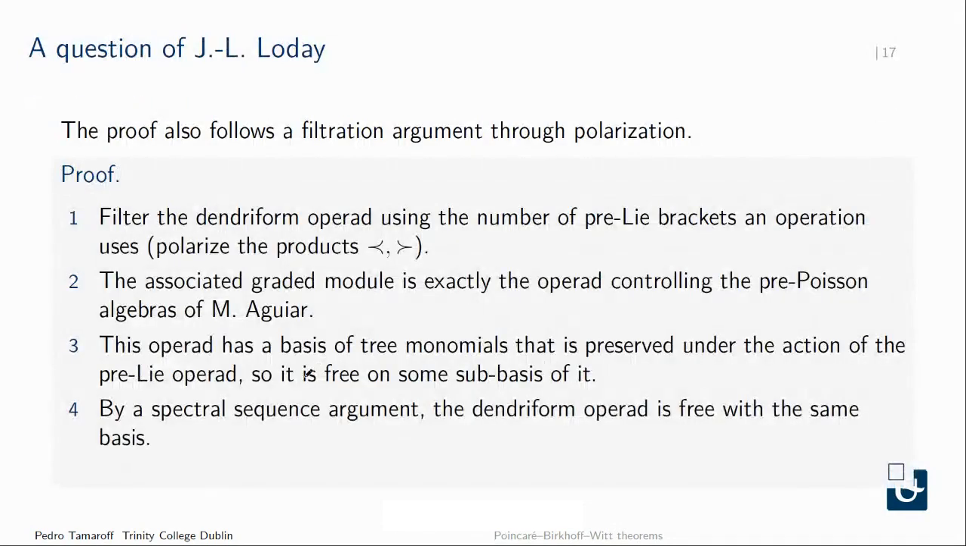And then again, sorry, I move my hands in the air and I deduce that this operad is free with the same basis. In this case, we actually didn't compute the basis explicitly. We just argued that there was one. And that is a pending thing to do.